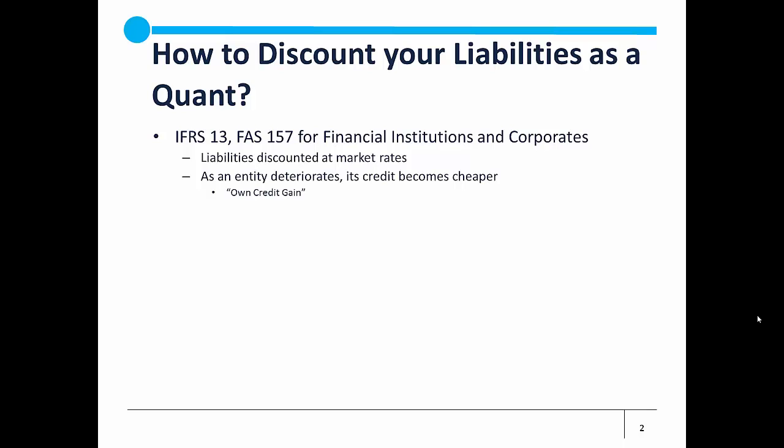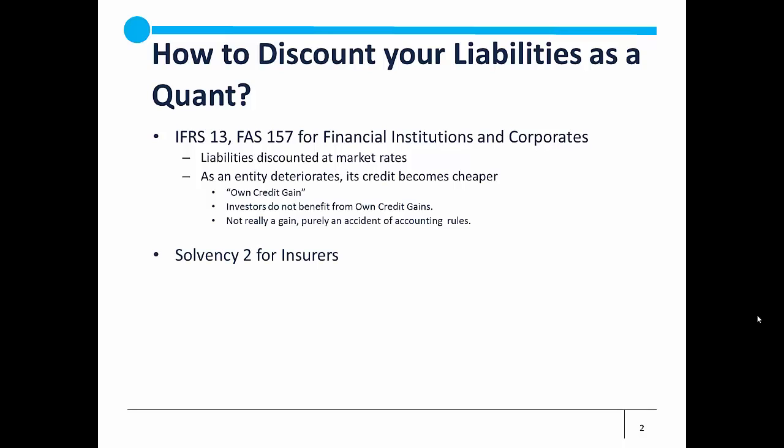Now own credit gains are pretty strange kind of gains. It's impossible for equity holders to benefit from them. Debt holders definitely do not benefit from own credit gains. And it turns out, because it's impossible for investors to benefit from these gains, they're not actually gains at all. What they are is an accident of accounting rules.